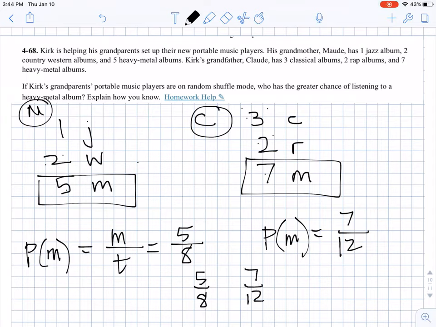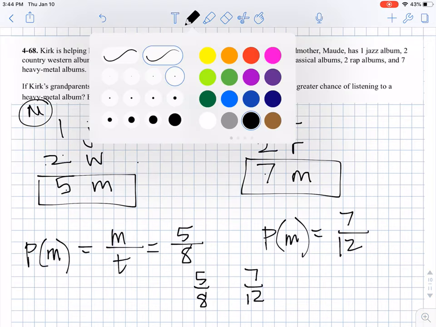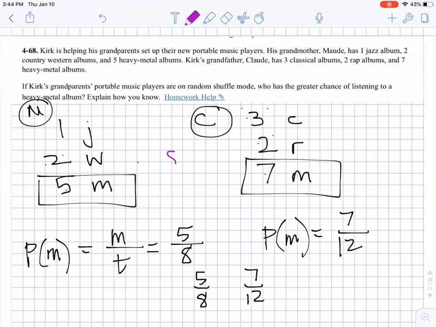I don't know which one is bigger. I can't tell. So I need to find a common denominator. An easy way to find a common denominator is to use this trick. So I think about 8 and 12. I know they're both divisible by 2. So I get 4 and 6.